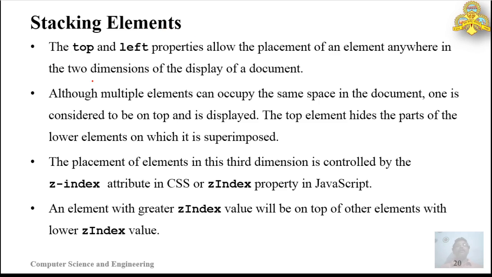As we already know, an element can be positioned within the browser's display window by specifying its top, left, right and bottom properties. When we place elements such that multiple elements can occupy the same space in the document, only one of them can be displayed. That one is considered the top element, and the top element hides the part of the lower elements on which it is superimposed.